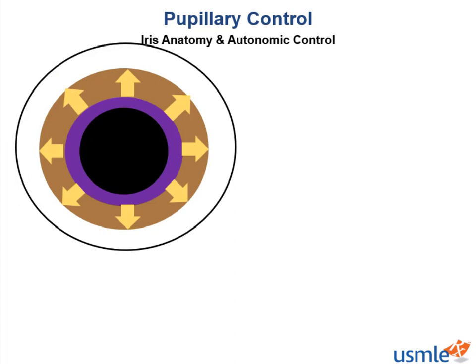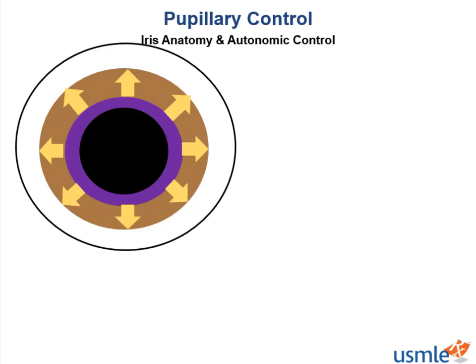Now, let's cover the anatomy of the iris as well as its autonomic control. Shown on the screen is an eye with a brown iris and a black pupil. The iris is composed of two main muscle layers, which are highlighted with a purple circle and yellow arrows. Note the purple and yellow muscles are part of the brown iris. I just made them a different color so we can discuss them more easily.